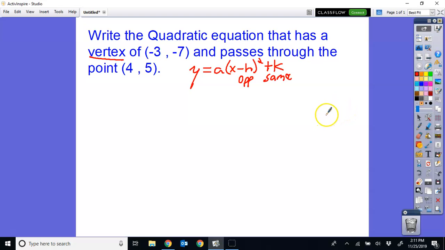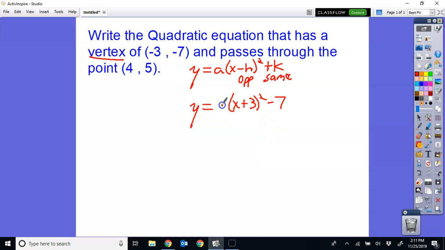Well, if we're going backwards and trying to write the equation, we are given the vertex, so we can go backwards by still doing opposite, same. Which means the opposite of -3 would be +3, and the same as -7 would be -7. So just like I do opposite, same to find the vertex, if I have the vertex, I can do opposite, same to plug it back into my equation.